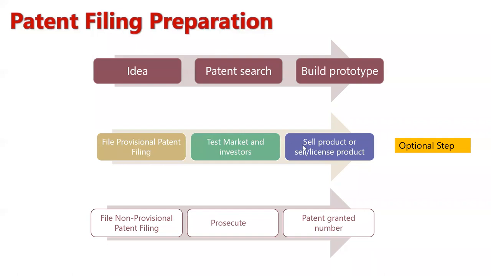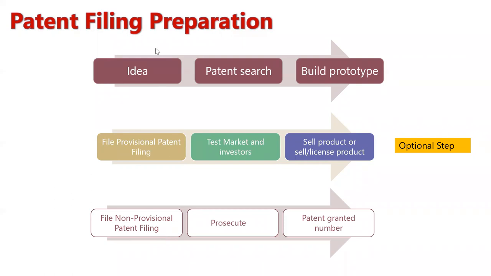If they have the capacity to manufacture the product, fine. Suppose they don't have the capacity, they can give a license to another person. So a license facility is also there. This is the optional step. If you are very sure that your product will work, it will be unique, and it will meet all the requirements, then you can go directly to the non-provisional patent filing.